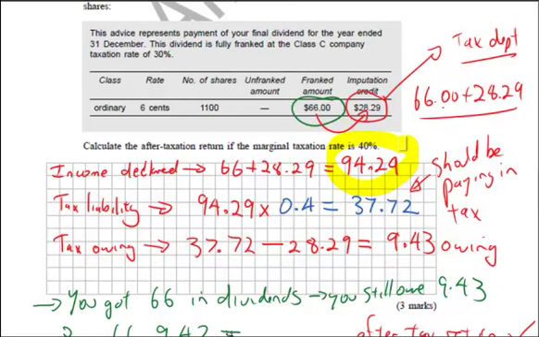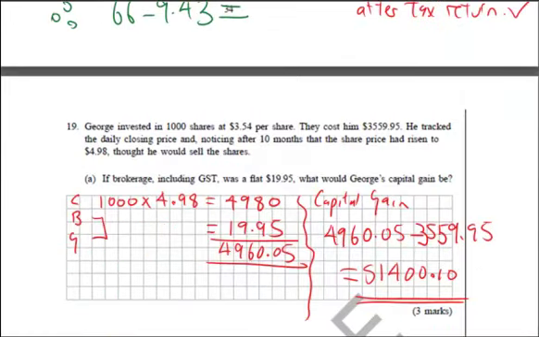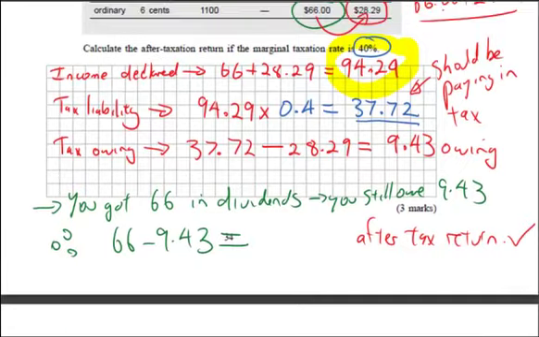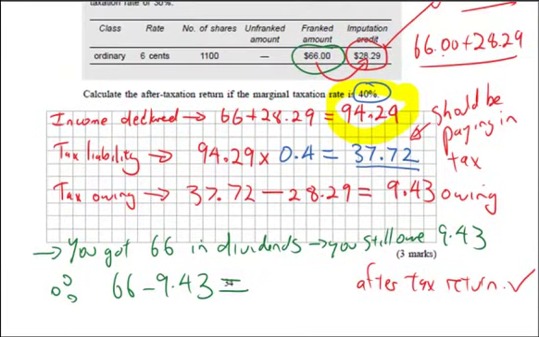Your tax liability then is your $94.29 times by 0.4, because 0.4 comes out of here. It's your tax rate. So you should be paying $37.72 in tax, but you've already sent off the $28 to the tax department. Okay, so that's already been sent off. Cool. So the $28 has gone off. So how much tax do you owe? Well, you grab your $37.72, take away your $28.29, means that you still owe this outstanding amount of $9.43.